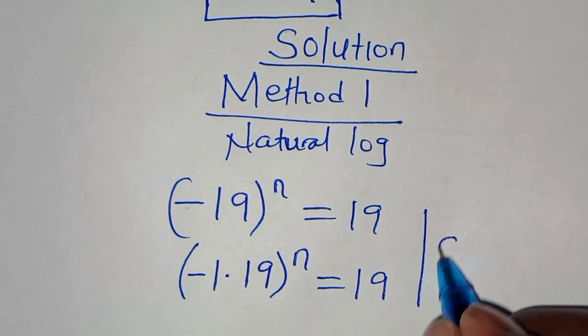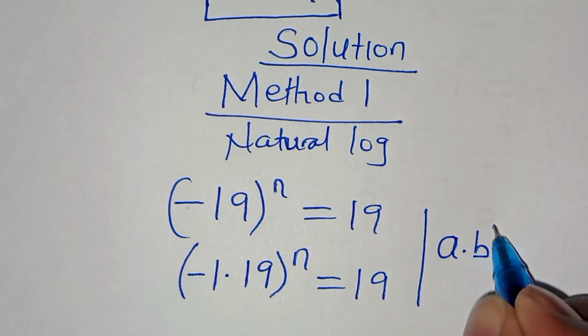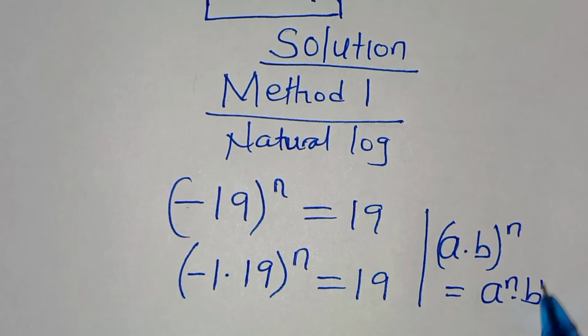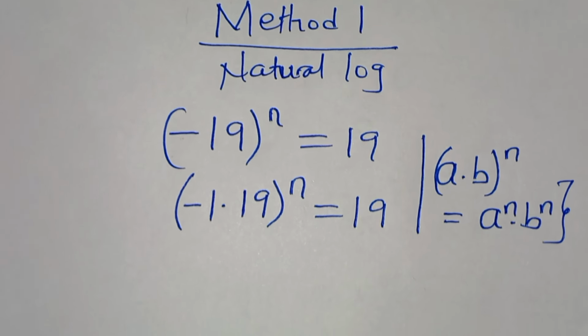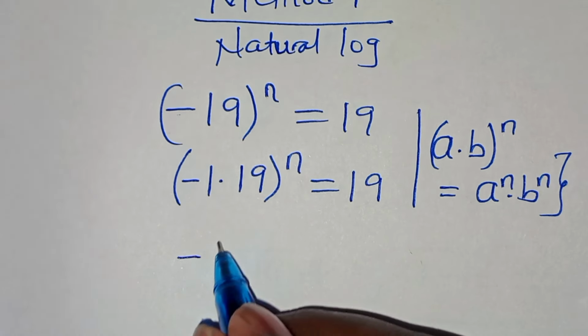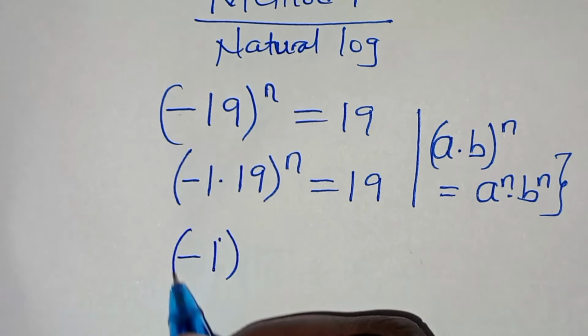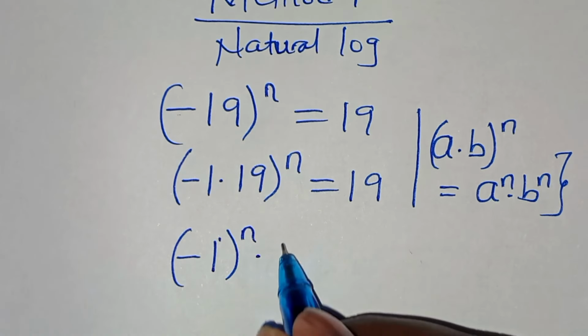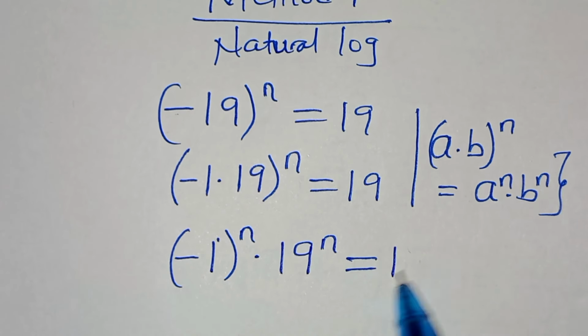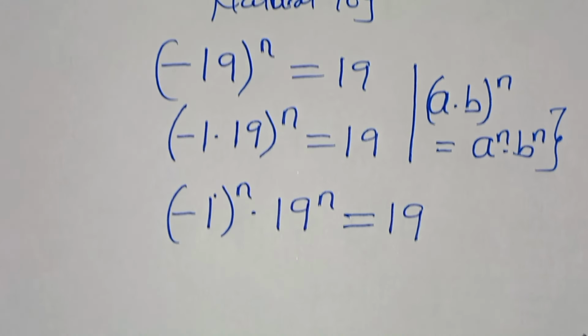This is in the form of (a × b)^n, which we can express as a^n times b^n. Applying this exponent property, we have (-1)^n times 19^n, and this is equal to 19.